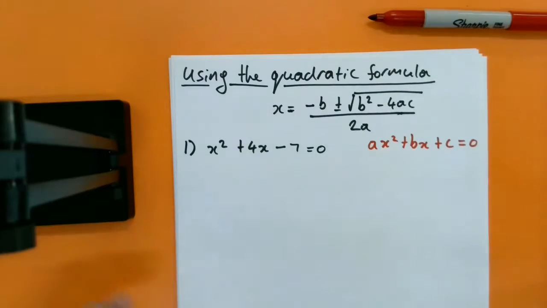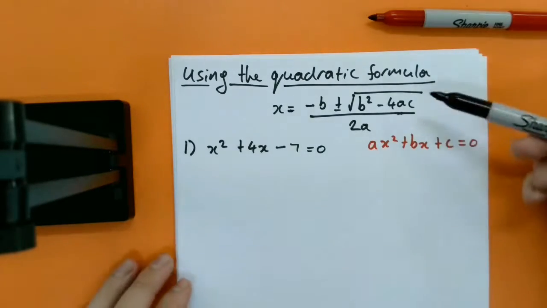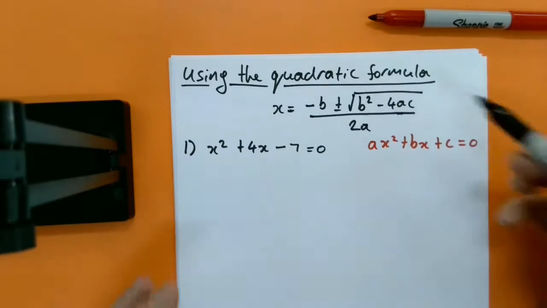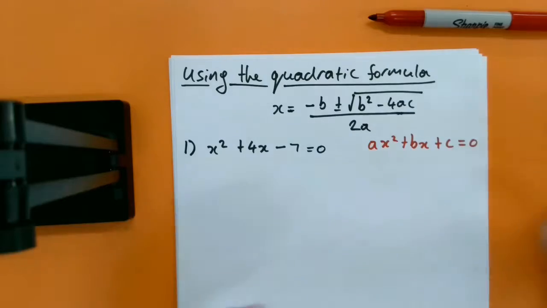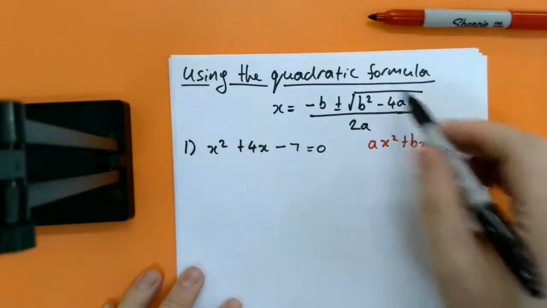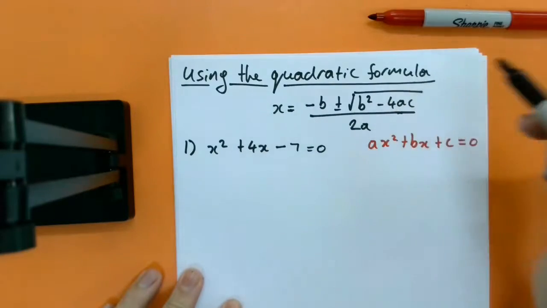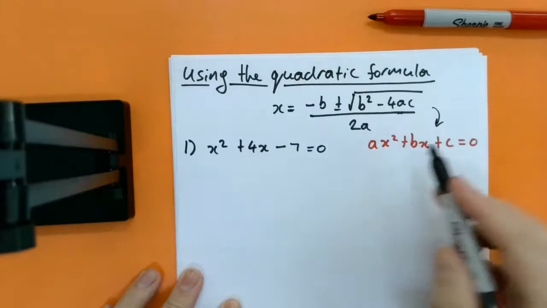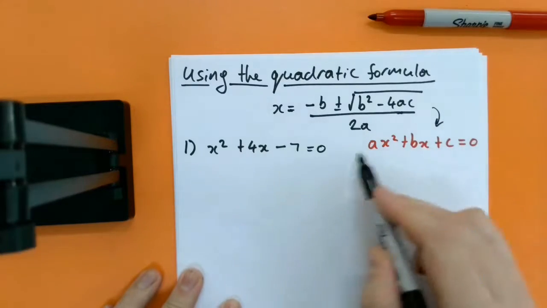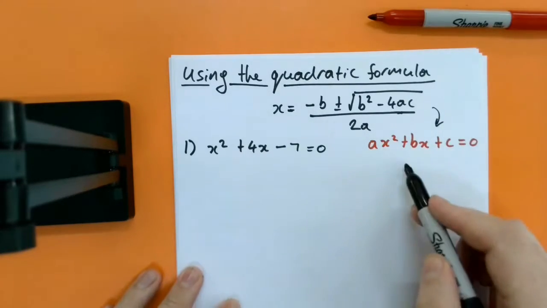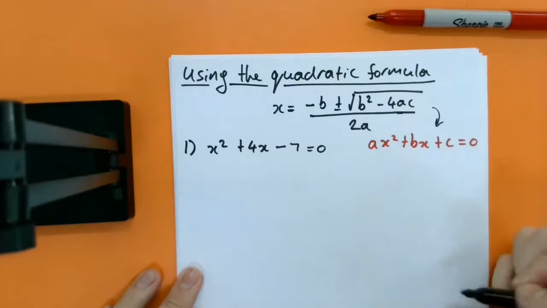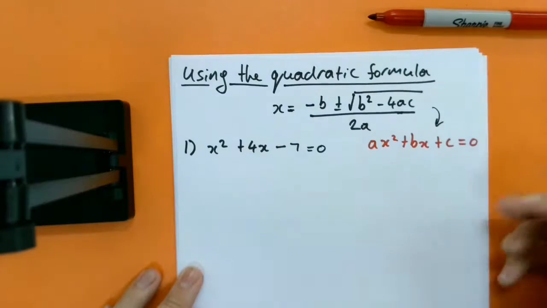Okay, so last lesson I showed you how we could prove the quadratic formula using completing the square, but this one we're actually going to use it to solve a quadratic equation. So first off, we have this formula here with b's and a's and c's everywhere, and we just want to understand how the a, b and c relate to the general form of a quadratic equation, where a is the coefficient of the x squared, b is the coefficient of the x, and c is the constant term.